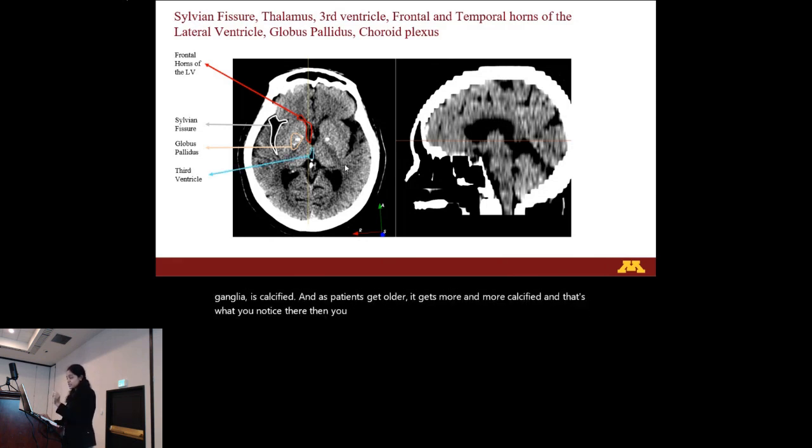Then you have your third ventricle. So your CSF flows from the frontal horns to the third ventricle, and it's usually a slit-like appearance right in the middle. Also helps you orient yourself, also helps identify where the midline is.